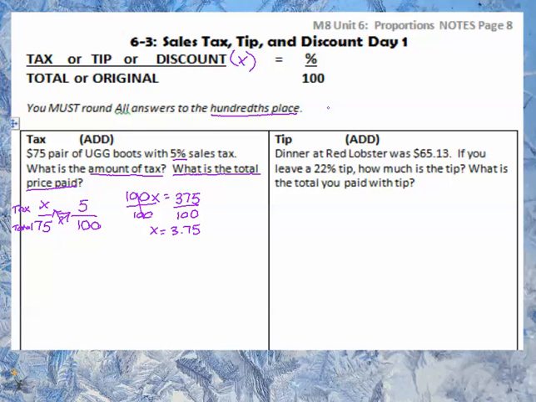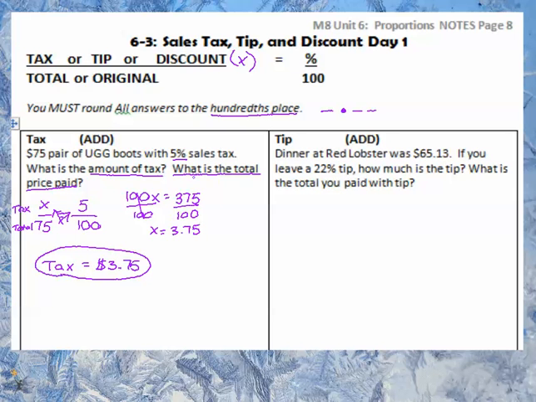What that's saying is I'm going to have a dollar amount, whatever that may be, my decimal place, and I'm going to have two spaces after. So in this case, I do have my two spaces after, so I'm going to write the tax is equal to $3.75. So that's the first answer that I was looking for. It was asking for the amount of tax. So there's my first answer.